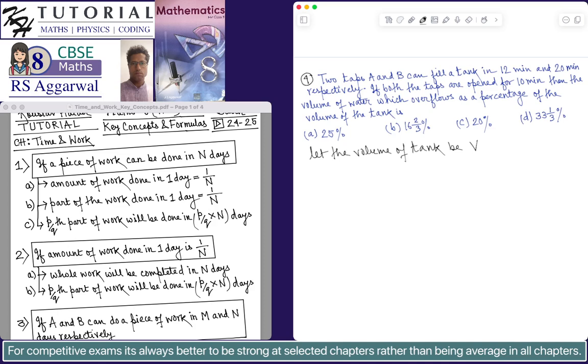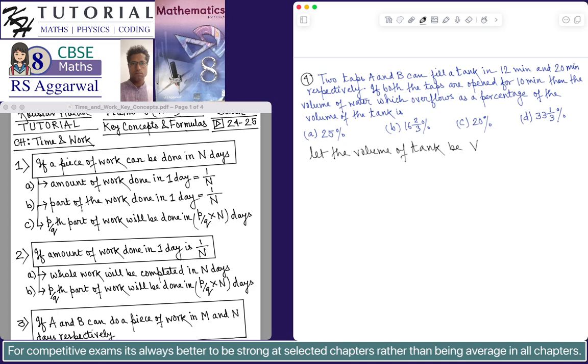Now that part definitely will be more than 1. If it is 1, it means that the whole tank is filled. If it is less than 1, which means it is a proper fraction, then that part of the tank is filled. And if it is greater than 1, it means that it has already filled the tank, and it has filled some extra amount, that is when overflow will happen.